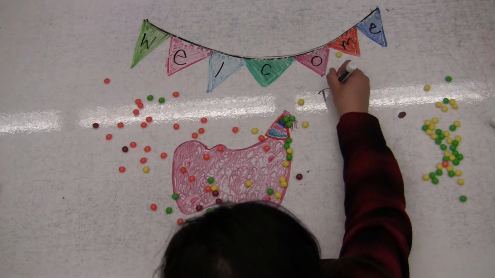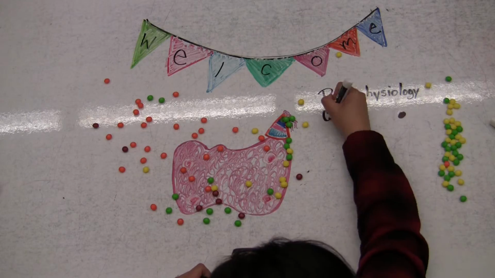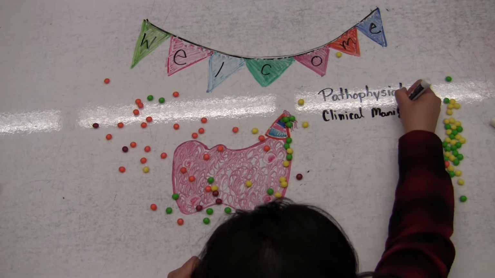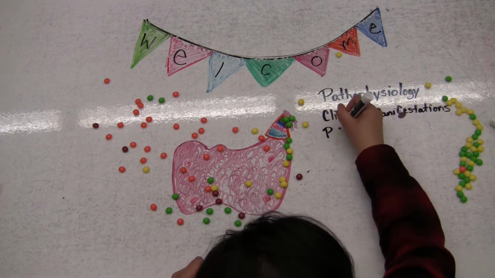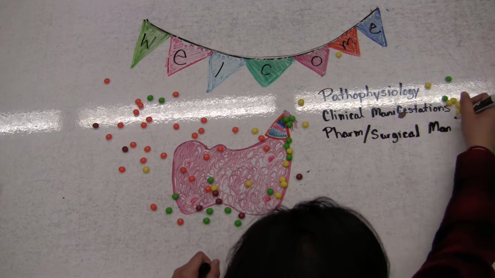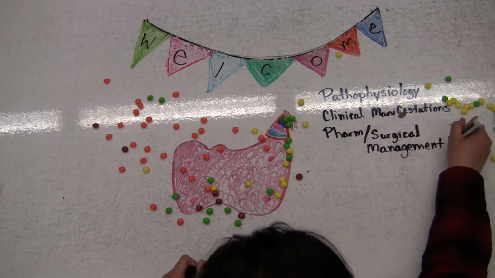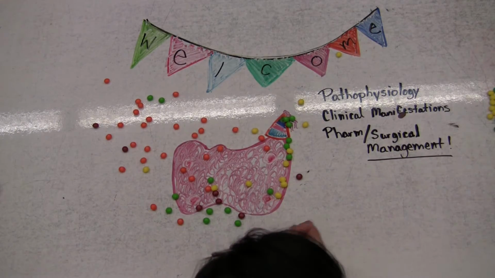In this video, we will be discussing the thyroid gland. We will be discussing the pathophysiology, clinical manifestations, pharmacological and surgical management of hyper and hypothyroidism. Before we get started with the two extremes of thyroid function, let us first review the thyroid and what normal thyroid functions look like.